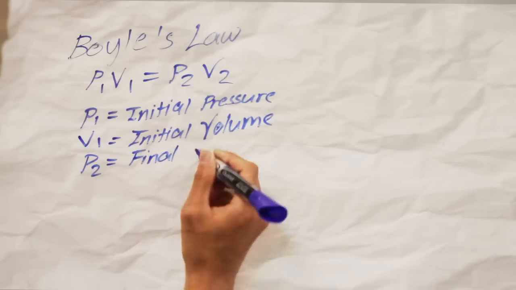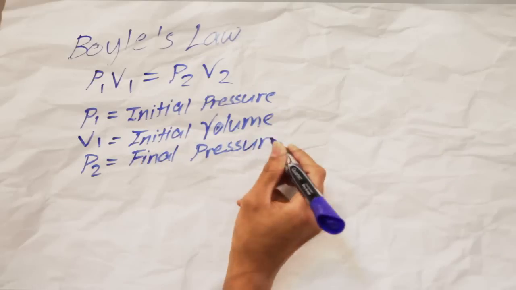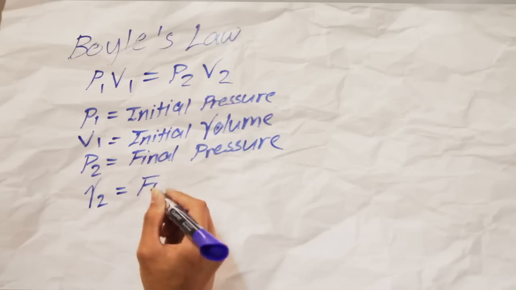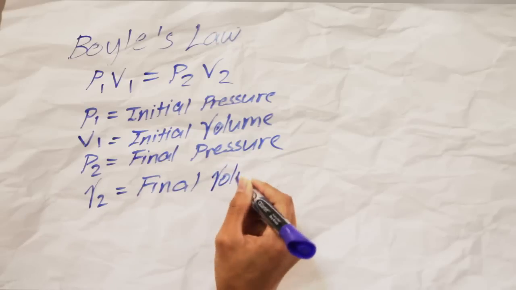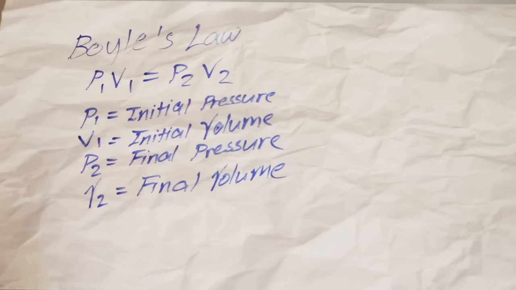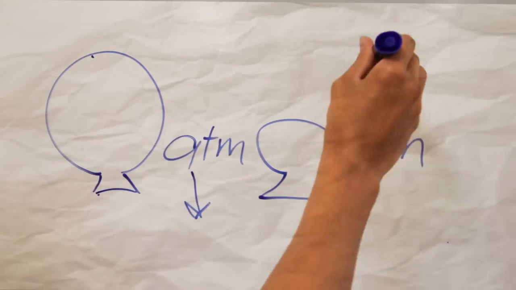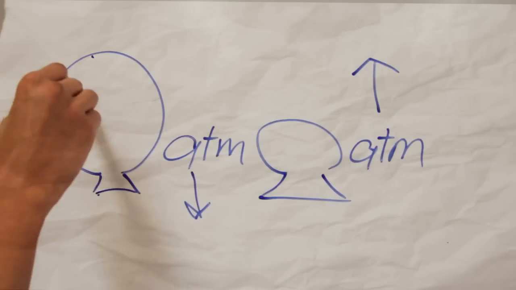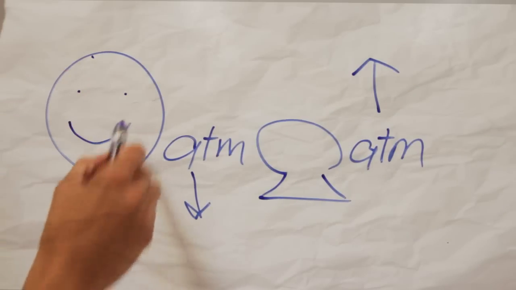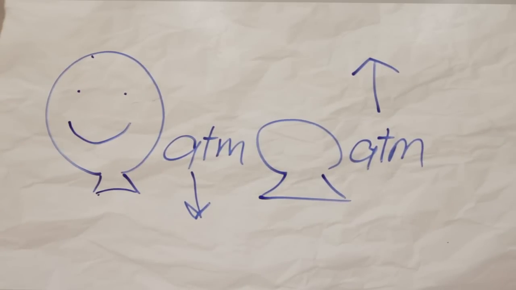P1 is equal to initial pressure, V1 is equal to initial volume, P2 is equal to final pressure, and V2 is equal to final volume. The balloon on the left is larger because the pressure on the outside is lower than the pressure on the inside of the balloon. The balloon on the right is much smaller because the pressure on the outside is greater than it is on the inside.